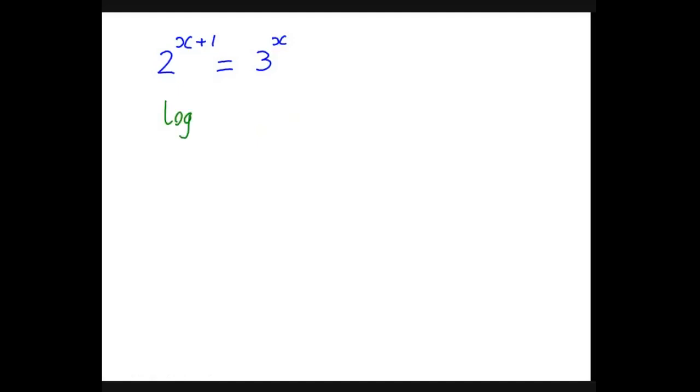So we can say log of 2 to the power of x plus 1 equals log of 3 to the power of x. What does that help us do? Because it looks like I've just made it more complicated. Why is that useful? What could we try from here?